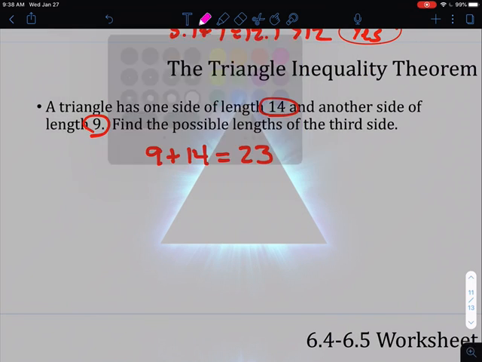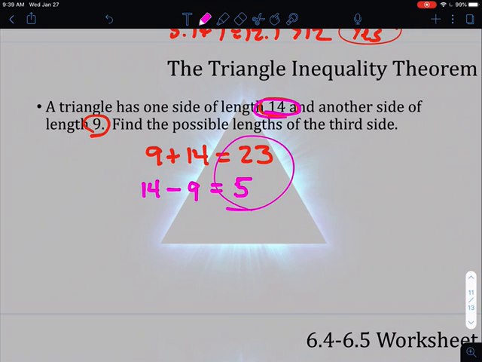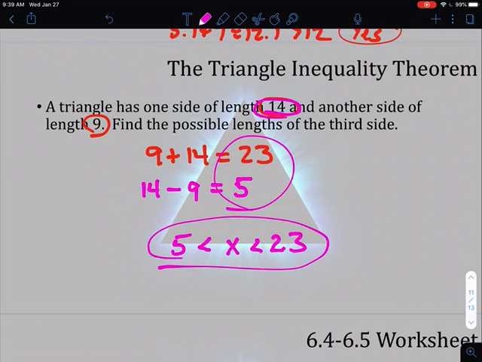Now the other situation that could happen here is that 14 might actually be my biggest side. So if I have my biggest side of 14, then I would want to take that big side minus the one side I already know, and that means my smallest side would have to be at least 5. So basically what we're doing here is calculating a range of values. Where does my third side have to fall? It's got to be less than 23, it's got to be bigger than 5. So the way we write that is 5 is less than x is less than 23. We're just going to put x, our missing side, in between 5 and 23.